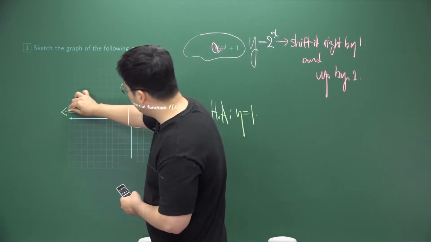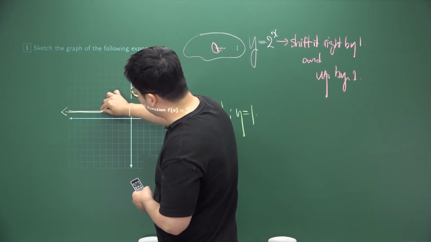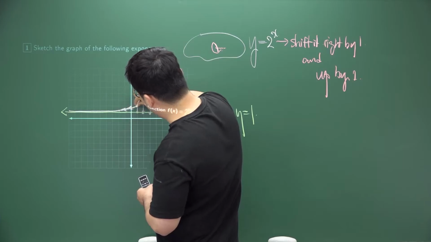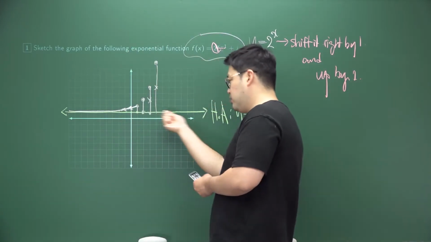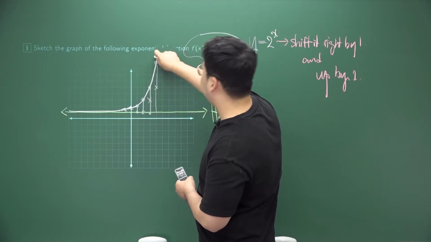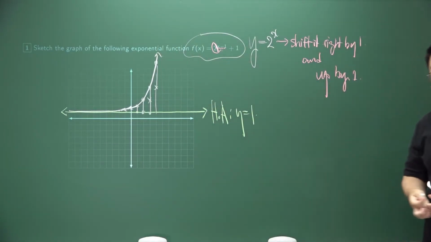So as you can notice, the graph is going to be really close to y equals 1, except it goes spiking up. It goes spiking up, as in the form.